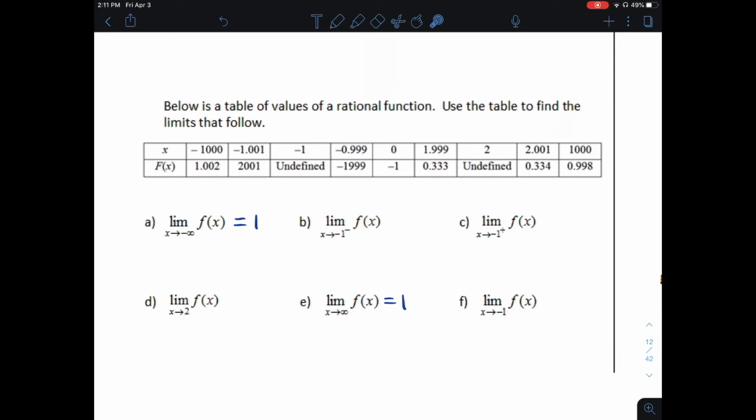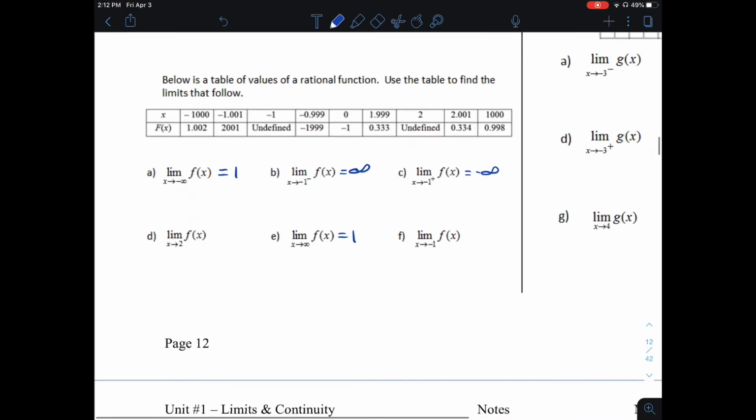What's the limit of f of x as x approaches negative 1 from the left? Now, negative 1 is undefined, but if we approach from the left, it looks like this number is getting pretty big. I would say that's approaching positive infinity. What happens if we approach negative 1 from the right? It looks like this number is also getting pretty big from the right, but it's approaching negative infinity.